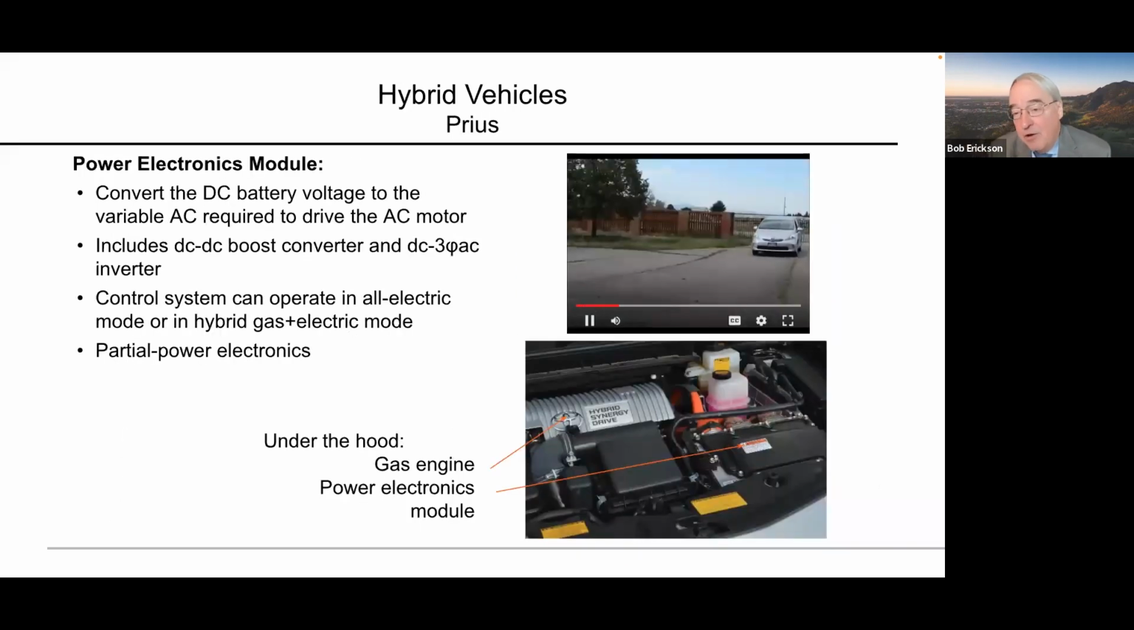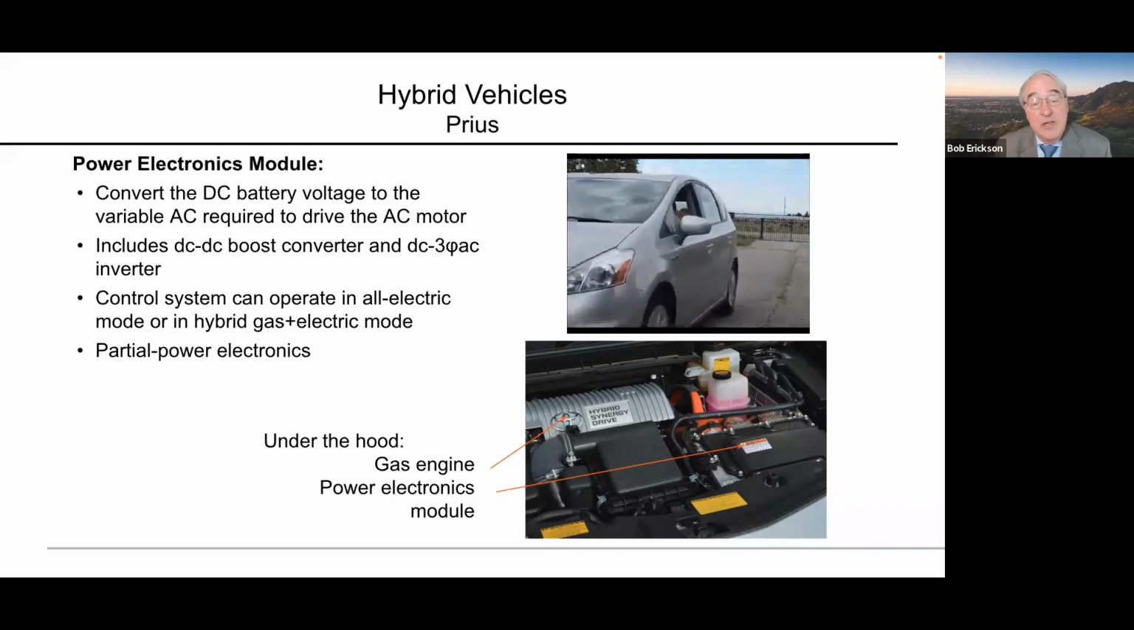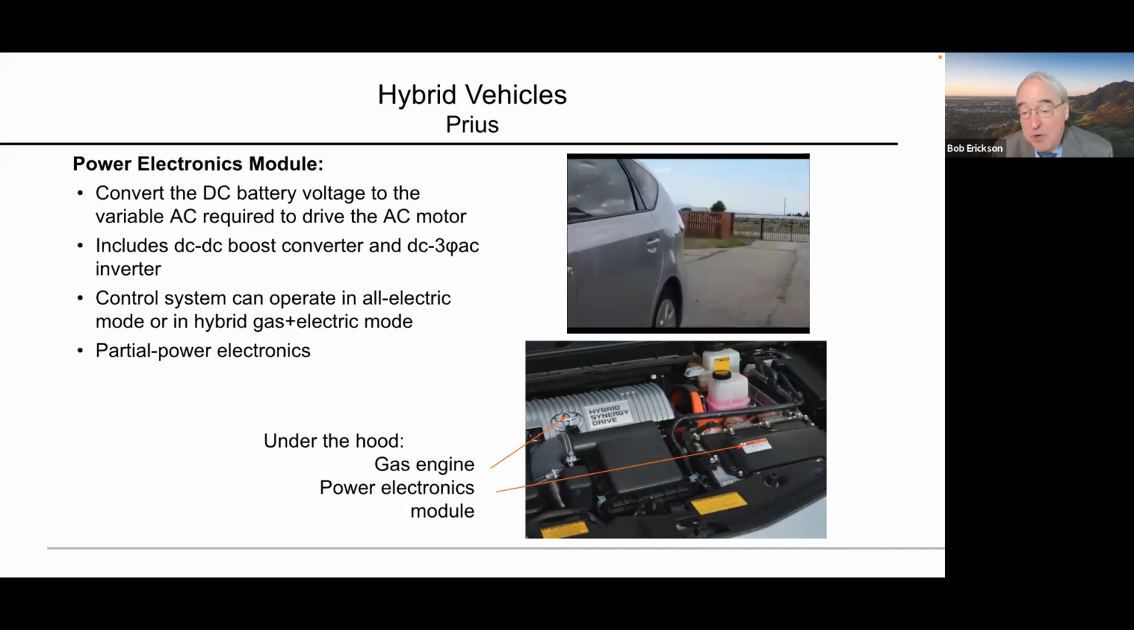Hybrid vehicles are also important, and they have similar but smaller power electronics in them. So again, we have power electronics to both receive energy from the battery pack or from the gasoline engine and produce AC as needed to drive the electric machines that propel the car. Next slide.